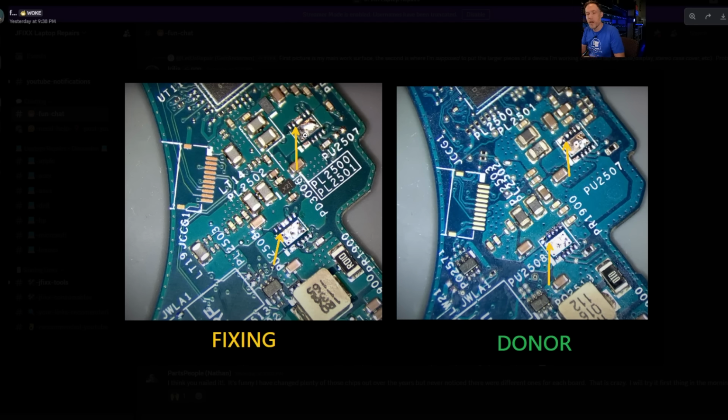I didn't even check. I've worked on these motherboards so many times, but there's two versions that are very, very similar. Most of the things are the same. And I guess they changed those chips on the next version. So let me show you what we're looking at here.